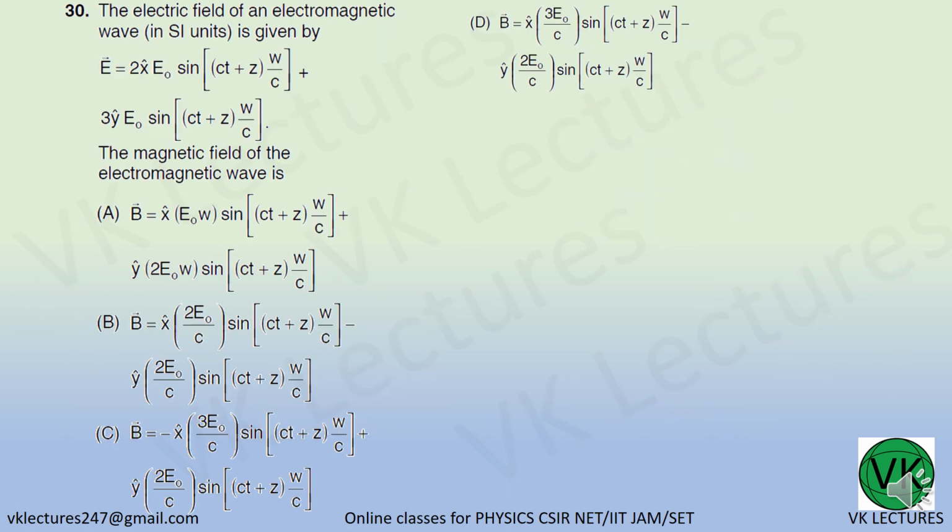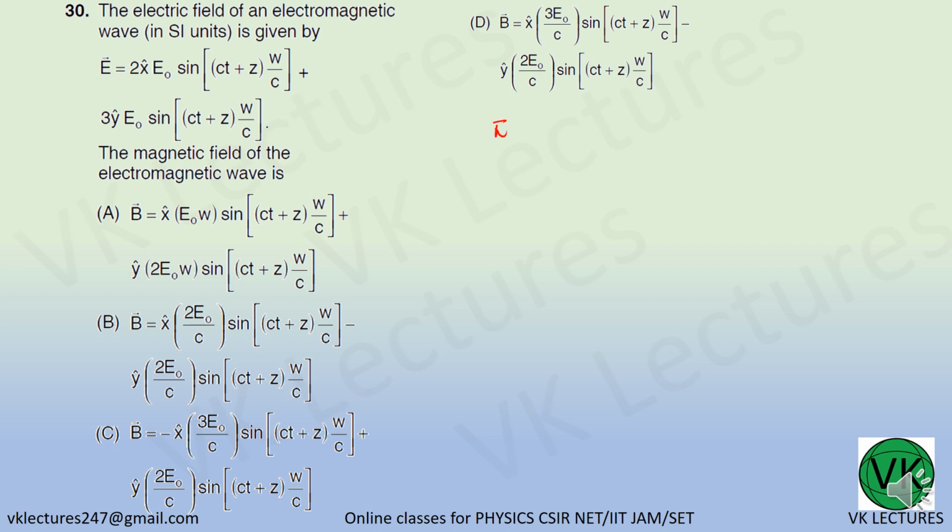Question number 30. The electric field of the electromagnetic wave in SI units is given. Now the magnetic field of the electromagnetic wave is, so once the electric field is given, we are asked to find the magnetic field. Okay, now let's start by writing the electric field.